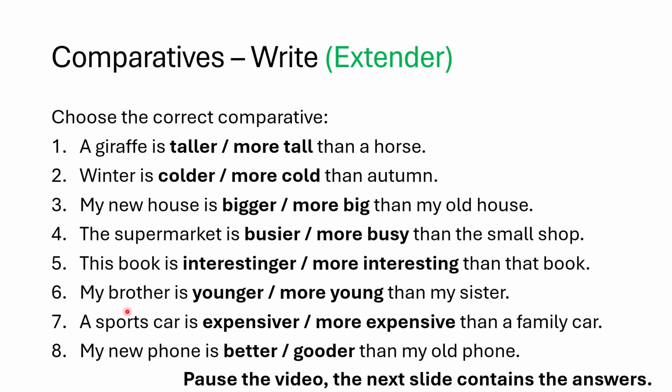6. My brother is younger or more young than my sister. 7. A sports car is expensiver or more expensive than a family car. 8. My new phone is better or gooder than my old phone. Pause the video. The next slide contains the answers.